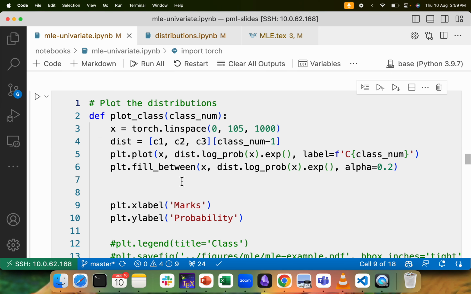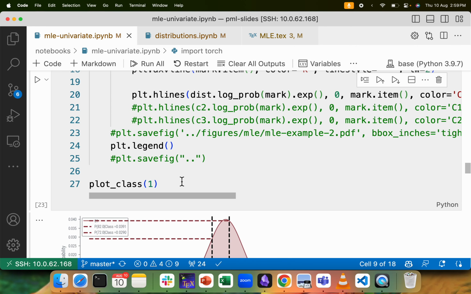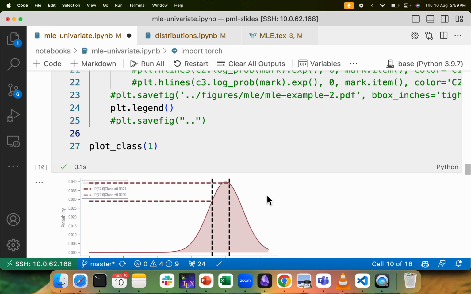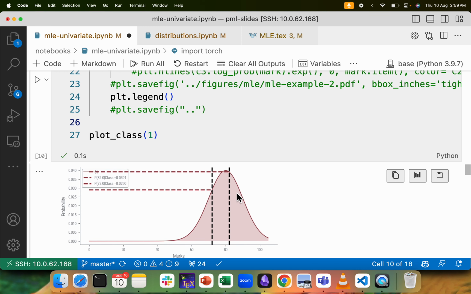So thus far we've been looking at a very simple use case where we had only a single data point, a single observation. Now in this case we have 2 observations. So let me show this. I have plotted the PDF for class 1, C1, and I have marked the 2 observations, 72 and 82. I look at where it cuts the PDF, so I'll have to get 2 cuts. The probability of getting an 82 for class 1 is 0.0391 and the probability of getting a 72 for this class is 0.0290. I get 2 distinct probability numbers.